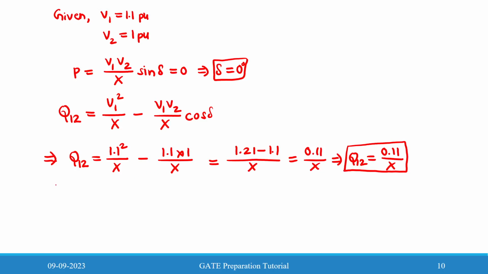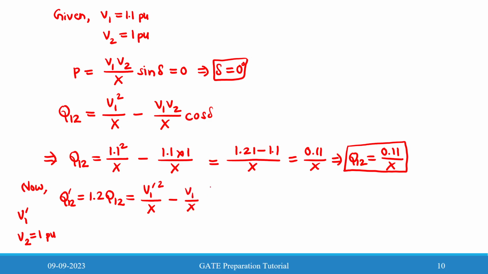Now the reactive power sent from bus 1 is increased by 20%. So the new reactive power Q1 dash will be 1.2 Q1. In this case, the voltage at bus 2 remains fixed at 1 per unit while the magnitude of voltage at bus 1 is changed. So let us assume V1 dash, and V2 is the same, 1 per unit. The expression will be V1 dash squared divided by X minus V1 dash divided by X, and in this case also delta is 0.